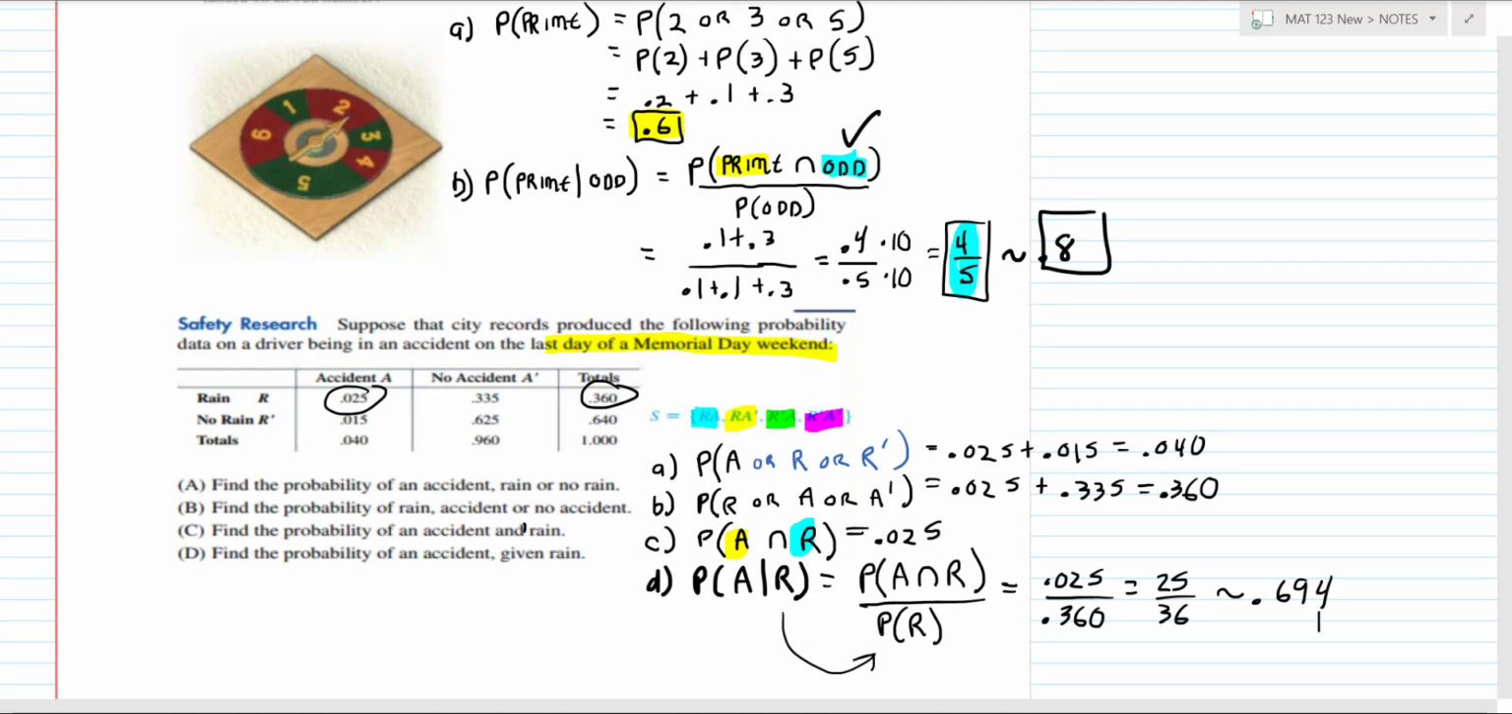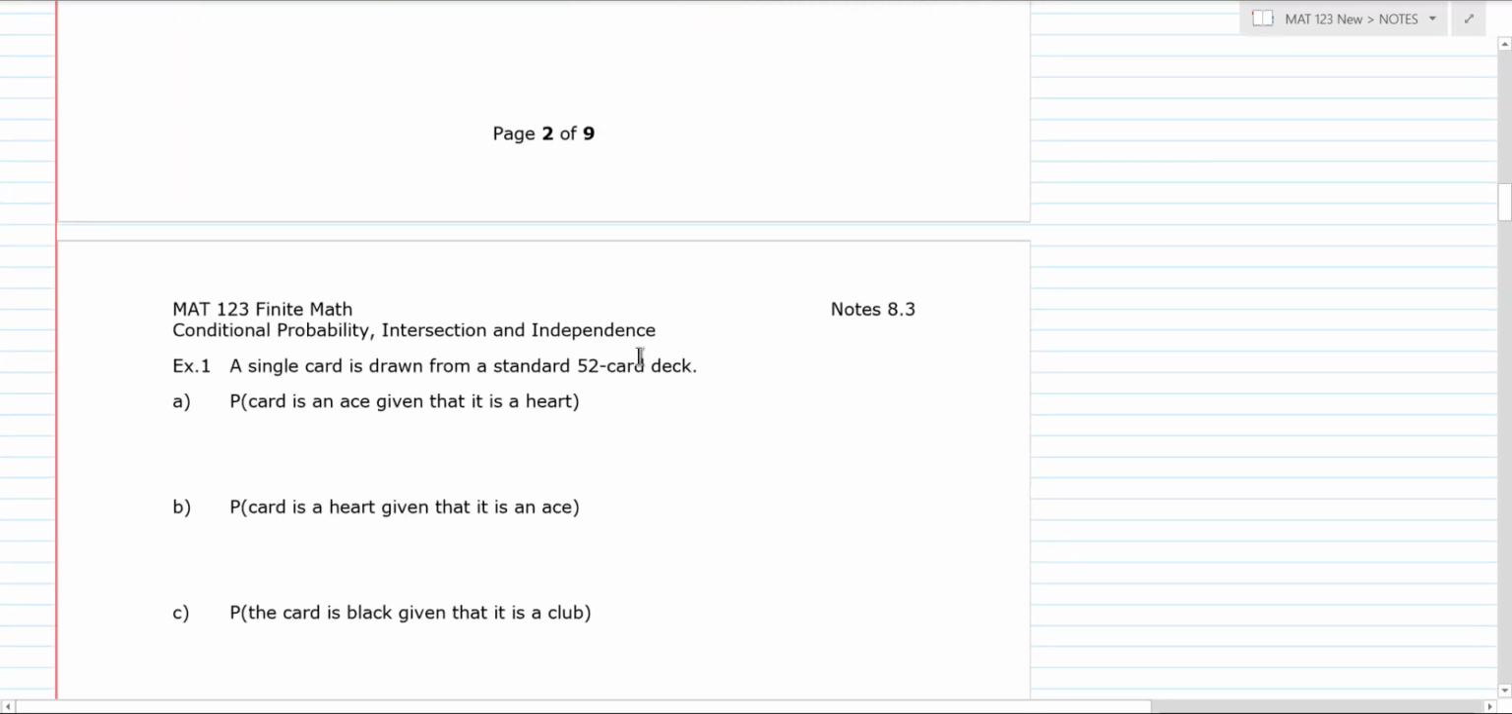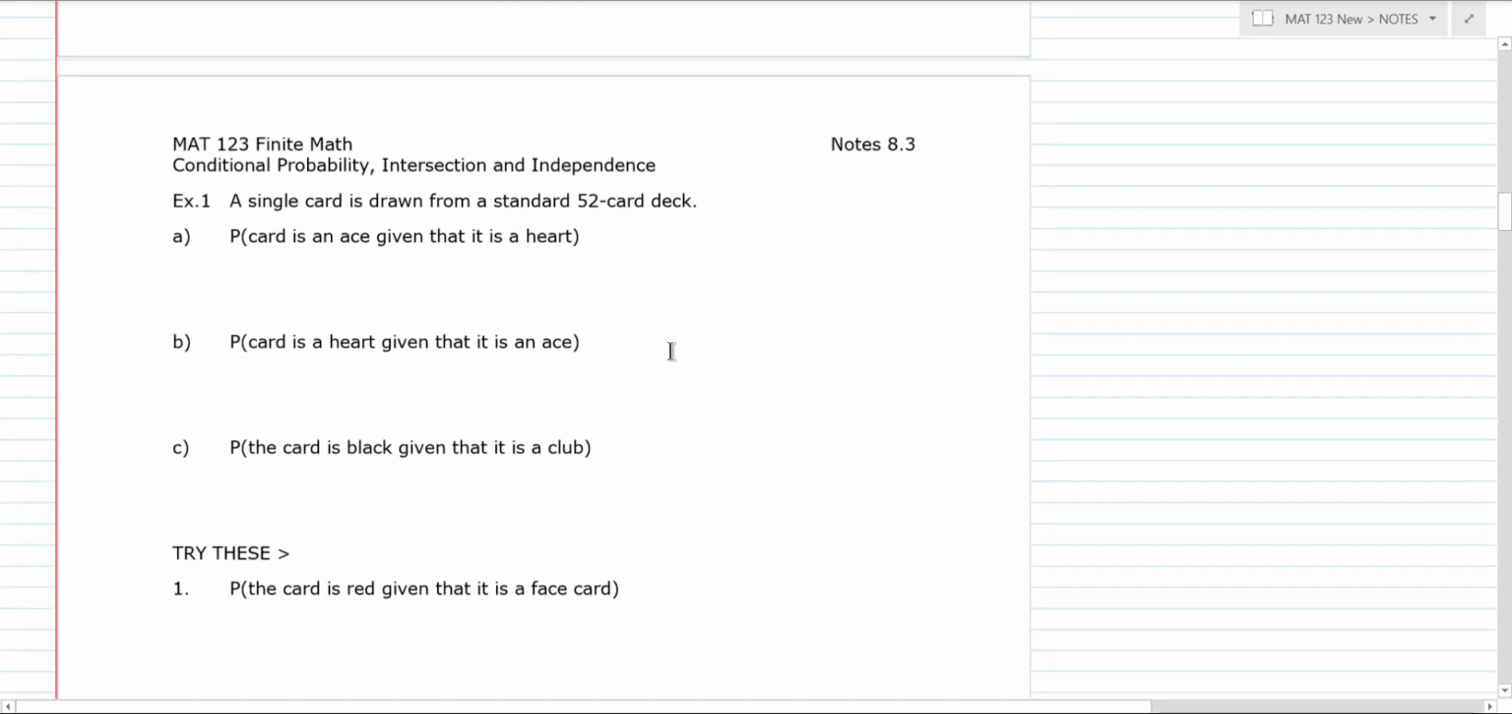So that's how you would do the given probability. When you see a question about a given probability, you immediately need to think of that formula. You don't need to think of anything else. It's just, I need to apply that formula correctly for a given probability. Okay. All right. On the next page, you're going to work quite a bit with some given probabilities.